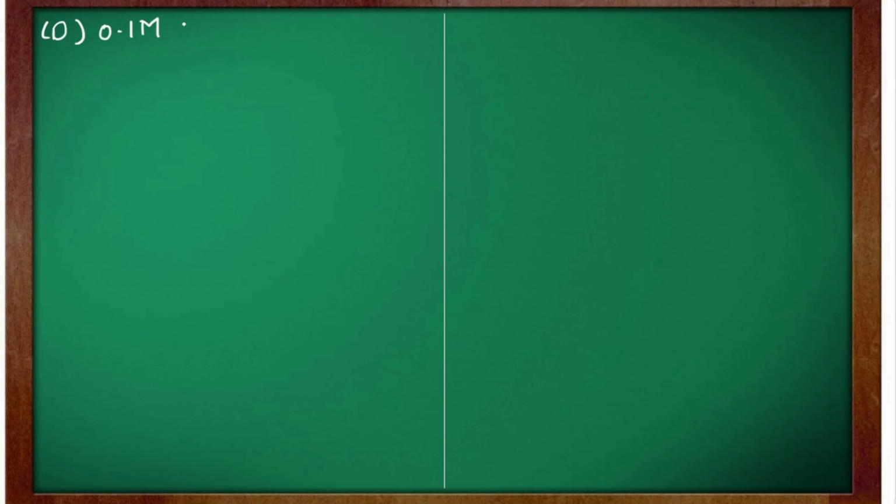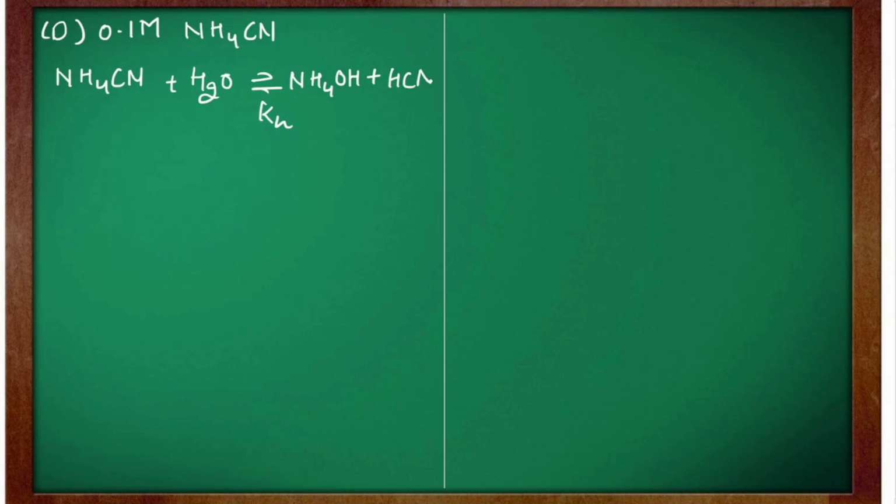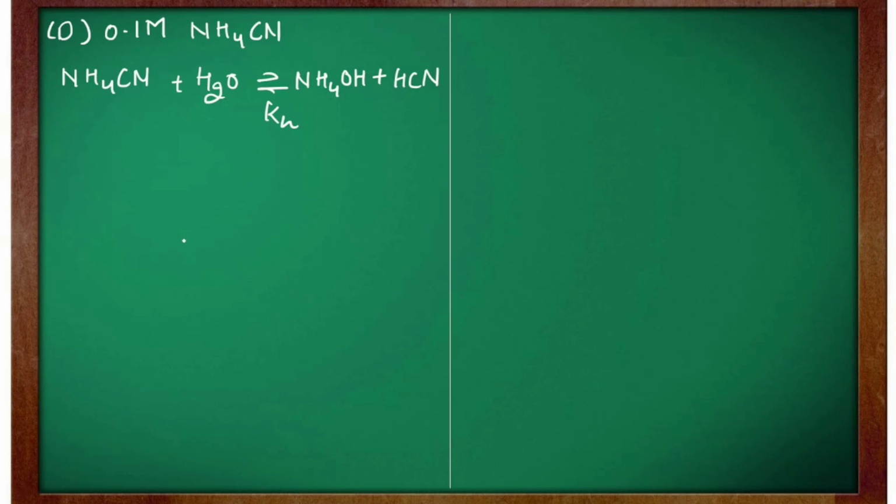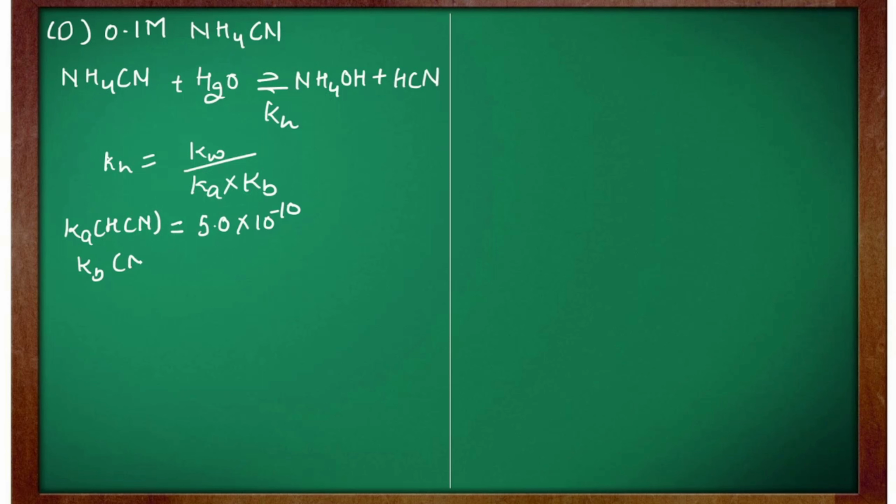Given concentration of ammonium cyanide is 0.1 molar. Ammonium cyanide undergoes hydrolysis and gives ammonium hydroxide and hydrogen cyanide. This reaction is a combination of reverse dissociation of ammonium hydroxide and hydrogen cyanide. Kh value can be found out using the formula Kh equal to Kw divided by Ka and Kb. By putting the value of dissociation of water Kw, Ka and Kb, we can find out Kh. Given Ka of hydrogen cyanide is equal to 5.0 multiplied by 10 raised to power minus 10.